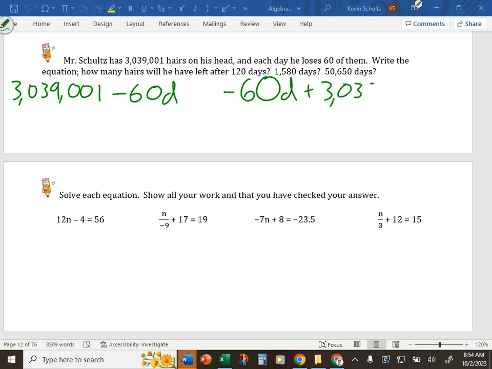Anyway, either way is fine because in both cases that 3 million, that starting value, is positive, and the 60D is negative. It'll work out the same. Okay. So first we want to figure out after 120 days. So this will be a D and H chart. The number of days that's what's being tested, and the number of hairs. So after 120 days, how many hairs remain on my head? You are allowed a calculator.